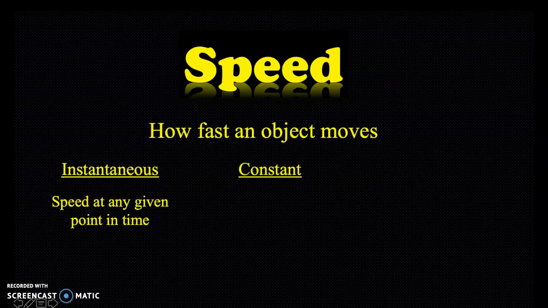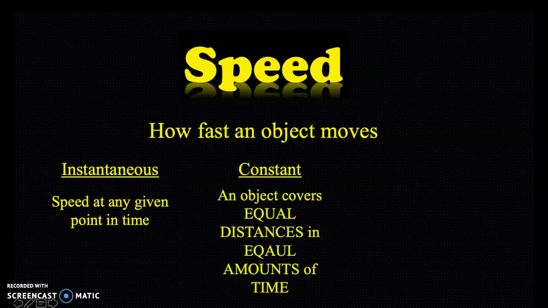There is constant speed. An object covers equal distances in equal amounts of time. That would be if you drove your car at 55 miles per hour for a certain amount of time or a certain amount of distance. And then finally, we have what is called average speed. That's what we are going to be working with today, is average speed.